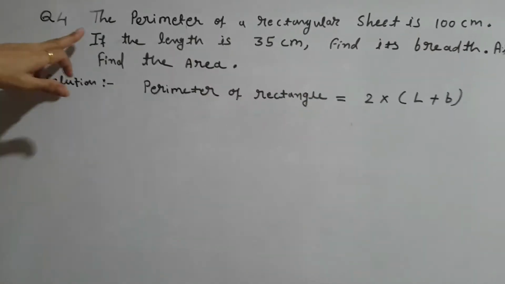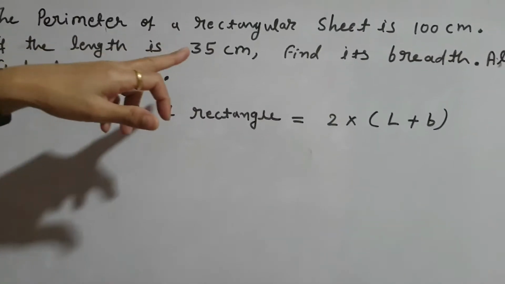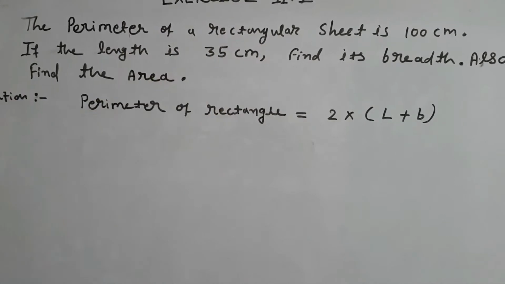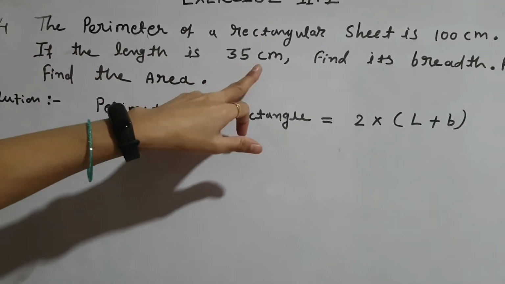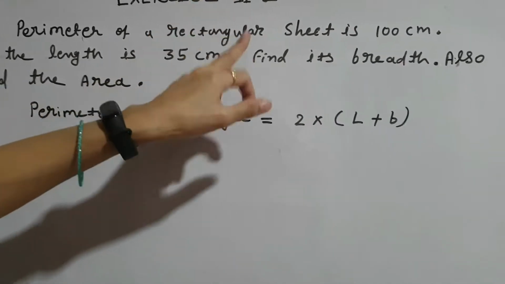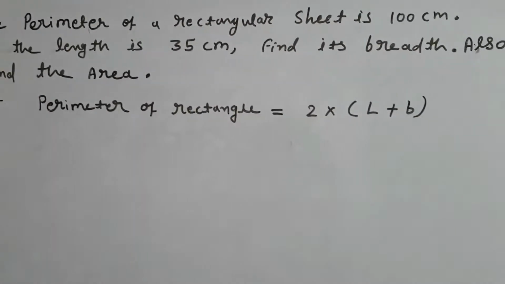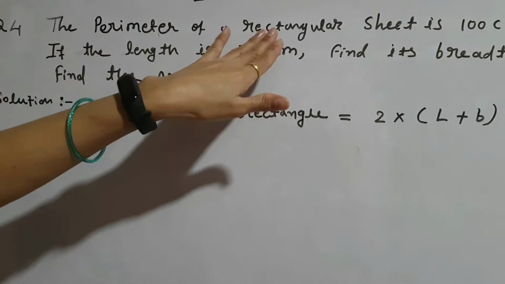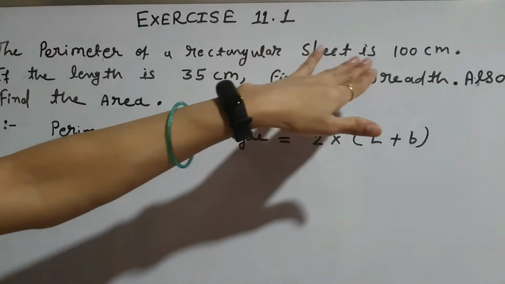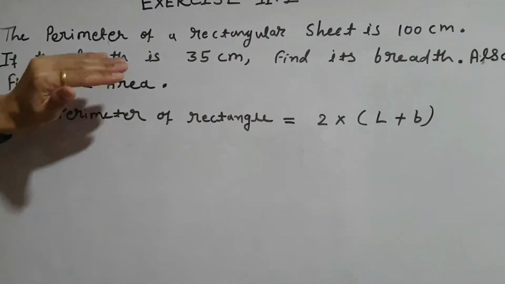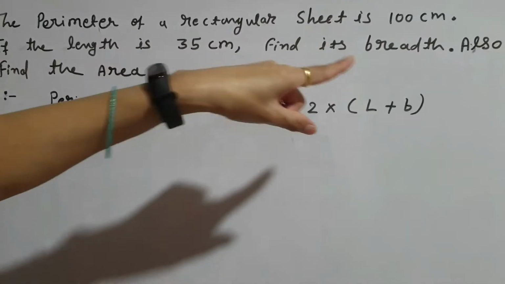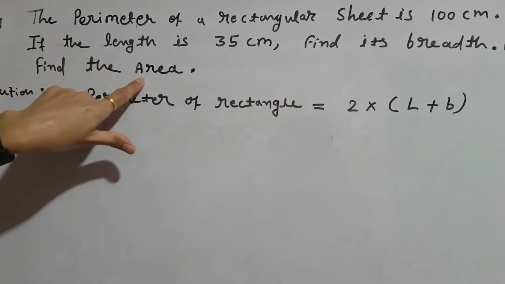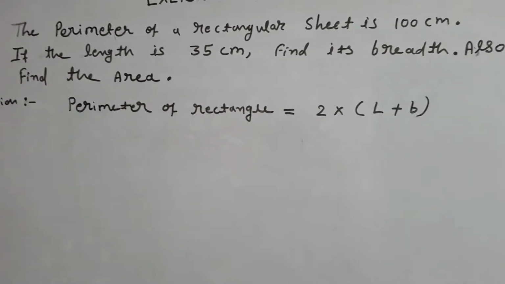Question 4. The perimeter of a rectangular sheet is 100 centimeter. If the length is 35 centimeter, then find its breadth. So we have been given the perimeter of this rectangular sheet, 100 centimeter, and the length is also given, and we have to find the breadth and also find the area.